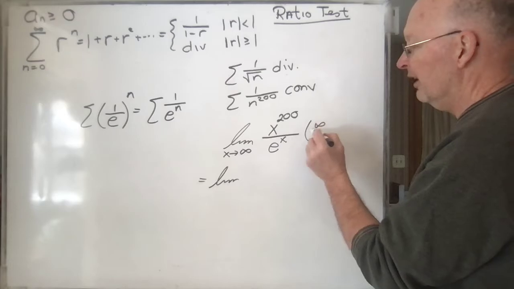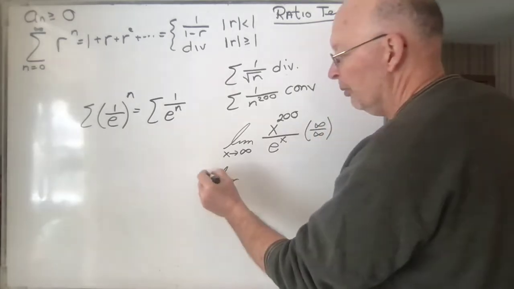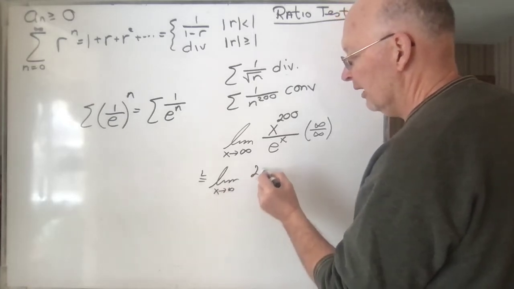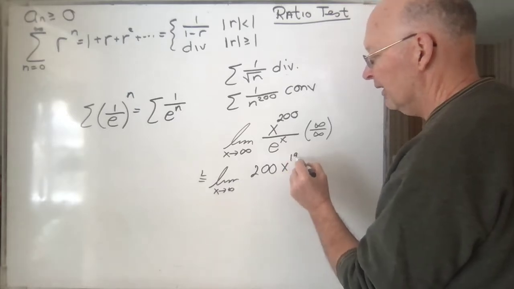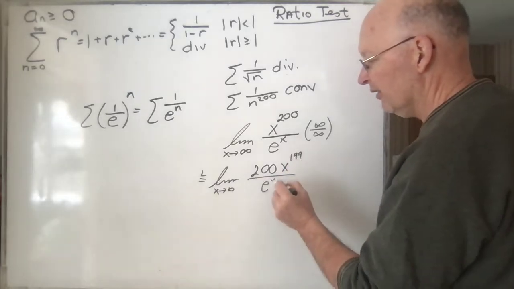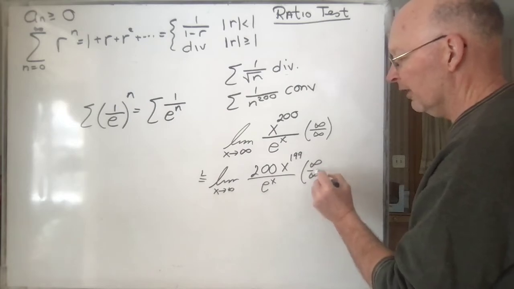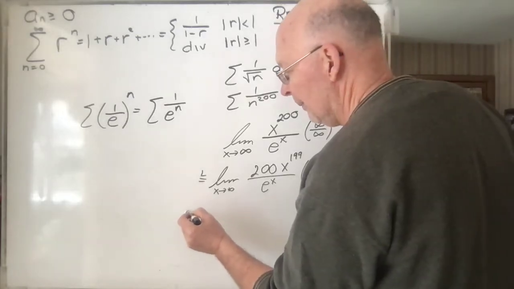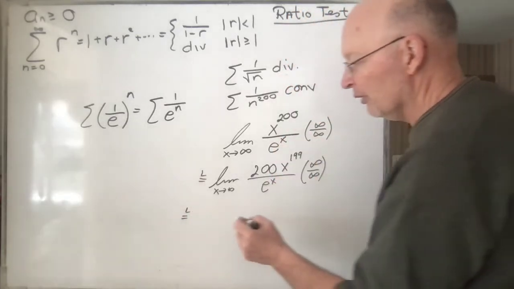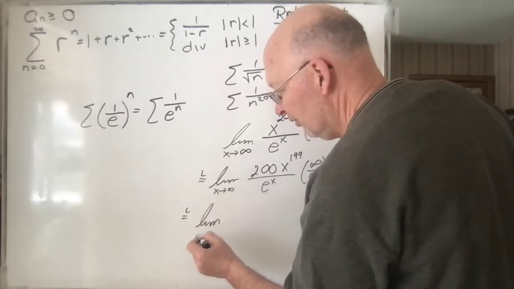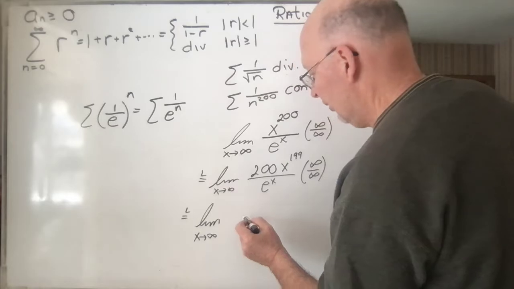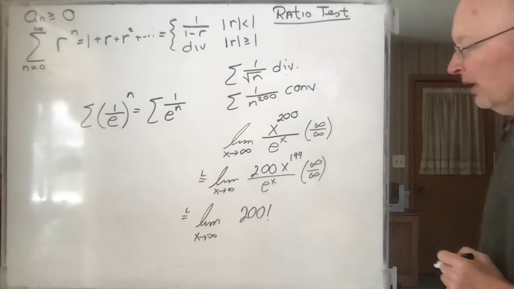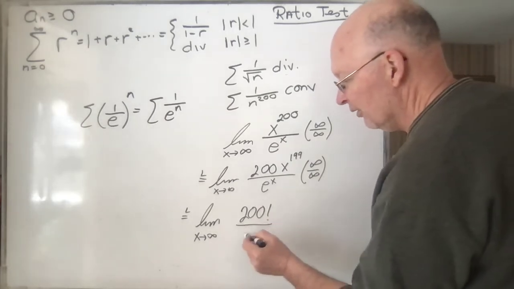Notice it's of the form infinity over infinity, so we can use L'Hopital's rule and take the derivative of each one. If you do that, you're going to get 200 times x to the 199th power all over e to the x, and that's still of the form infinity over infinity. So we haven't helped ourselves much, but you can pretty quickly see what's going to happen if you use L'Hopital's rule 200 times. Use it 200 times, and you're going to end up with 200 factorial on the top. That's 200 times 199 times 198 and so on. And on the bottom, it's just going to still stay e to the x.